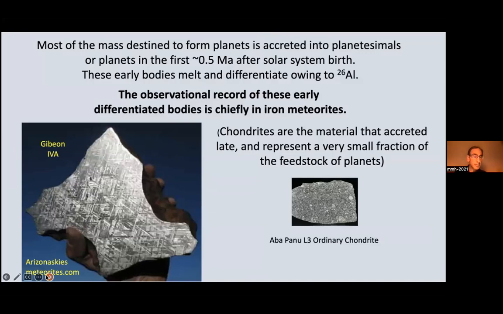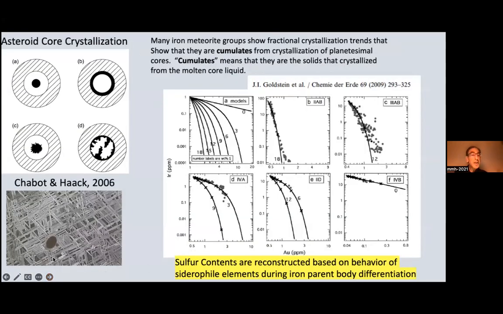Oh, there we go. Iron meteorites are really interesting bodies. They are the cores, or at least the ones that we care about, the magmatic iron meteorites, are the cores of differentiated planetesimals. And what we actually sample for the iron meteorites are cumulates. They are the solids that precipitated from those liquid cores. And we can see fractional crystallization trends in them.